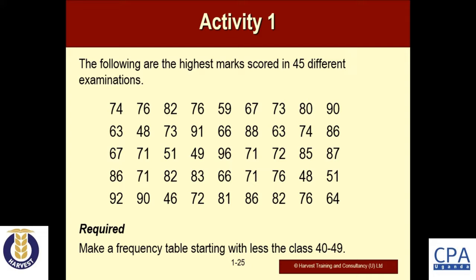So as you can see in this activity, in the question, we are told that we have 45 marks. These are marks obtained by 45 students, and we are required to make a frequency table starting with a class of 40 to 49. Okay, starting with a class of 40 to 49.